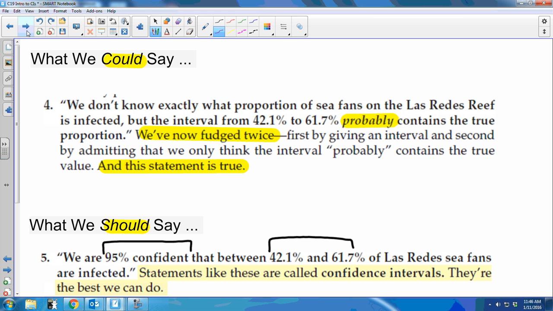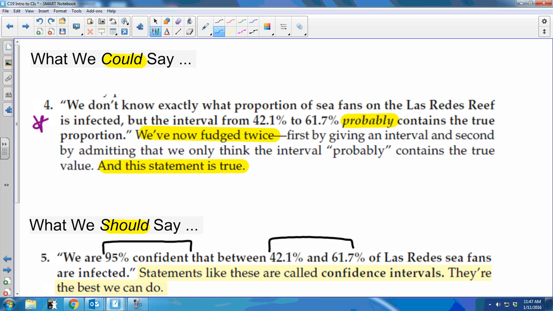So if you're writing a research paper and you do a confidence interval, this would be a terrible conclusion, right? They would be like, really? That's all they got, okay? It doesn't show that it's backed up with any statistics or any sort of anything. It just says, oh, it's probably in there. It doesn't really explain much, okay?